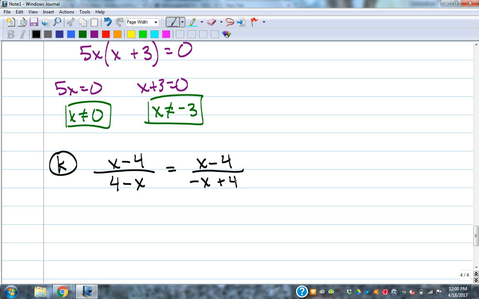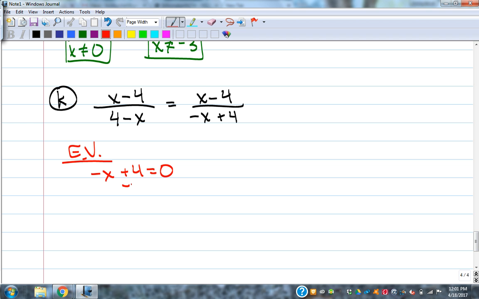Okay. And then when I go to find my excluded values, negative x plus 4 equals 0. And we can solve that without factoring. We just subtract 4, negative x equals negative 4, and then divide by negative 1. And x can't be 4. But it's not going to help us simplify since we didn't factor it. So we got to think, when we go back up here, factoring, to get something to cancel out. Because this one will simplify.